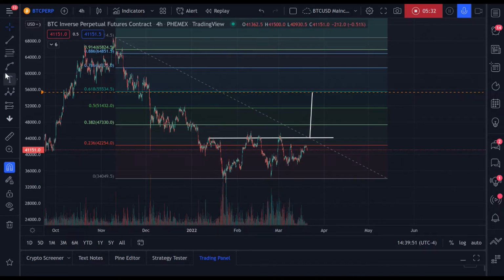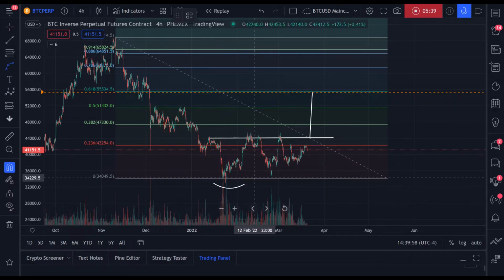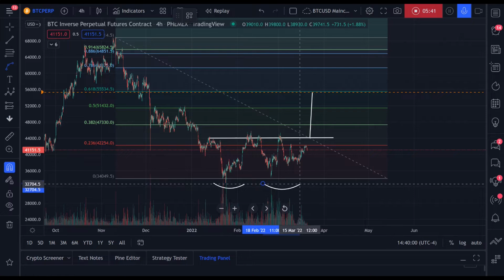Whoops, that is not right. That's not what I wanted to do. Here's what I wanted to do, okay? You see this is one dip. This is the second dip, all right?